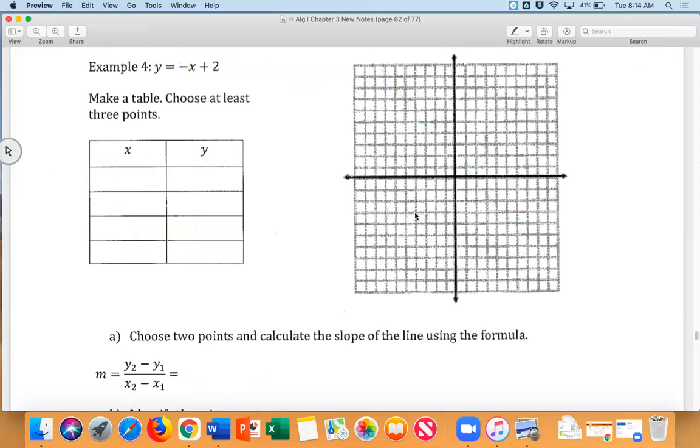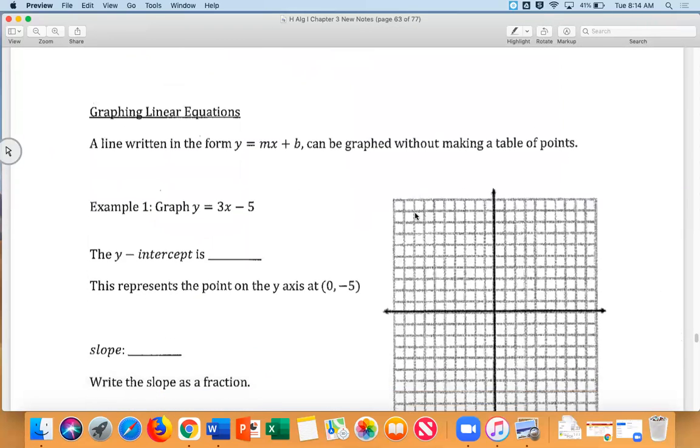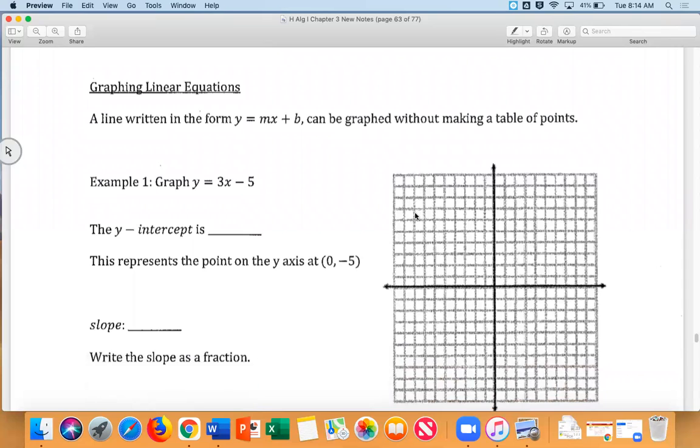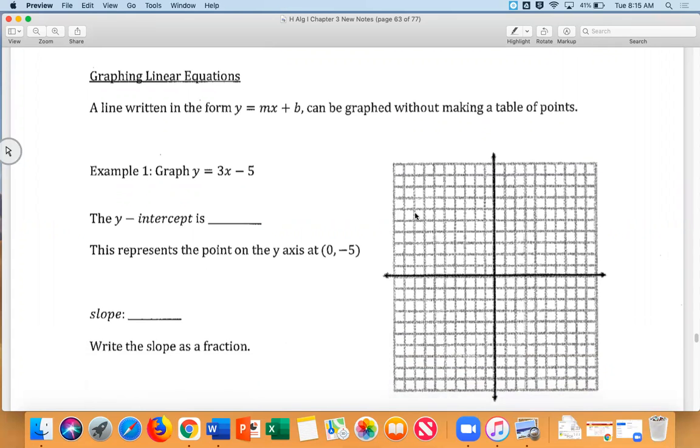Now, as you can see, all of this stuff kind of relates to each other, okay? So now, moving forward, I don't really need to make a table. I don't need to verify my information with the table. So what I can do is simply use the slope and y-intercept and graph my lines, okay?